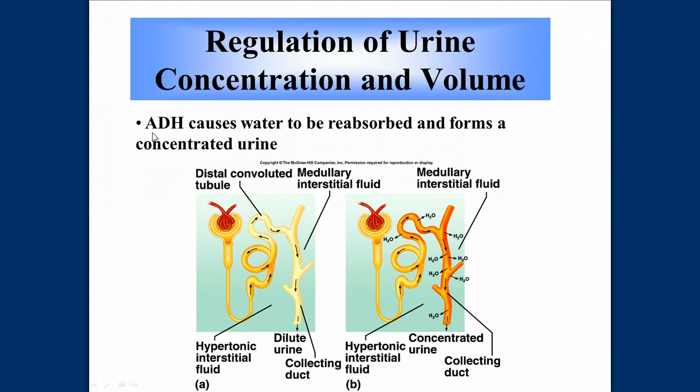So what happens, a diuretic causes you to urinate more. Antidiuretic, less, because you're maintaining that water level in the bloodstream, in the interstitial fluids, in the plasma, and so it's taking it back from this filtrate, and so the urine will be more concentrated.